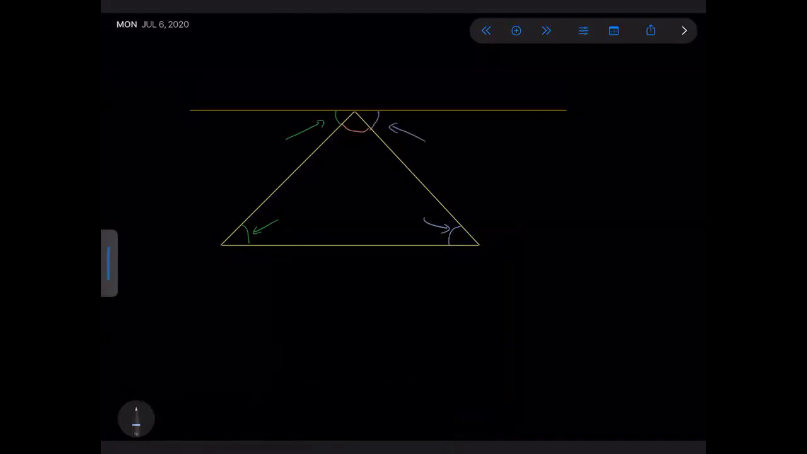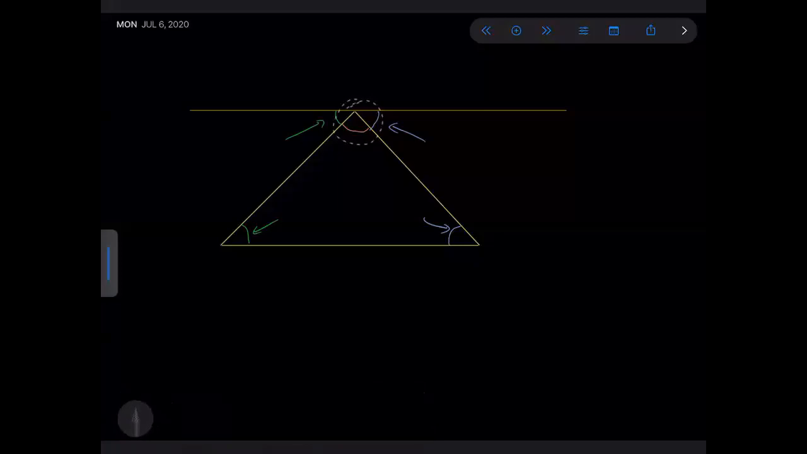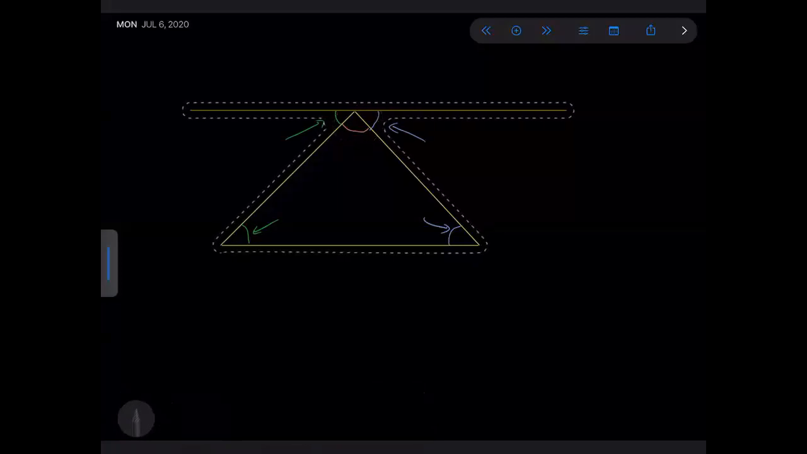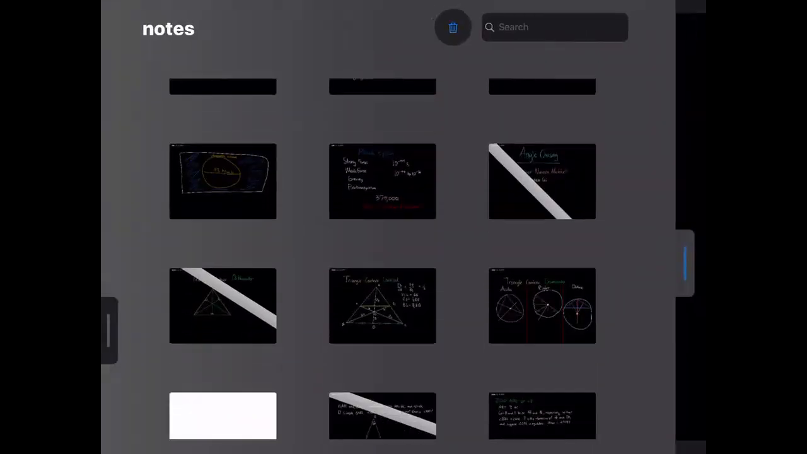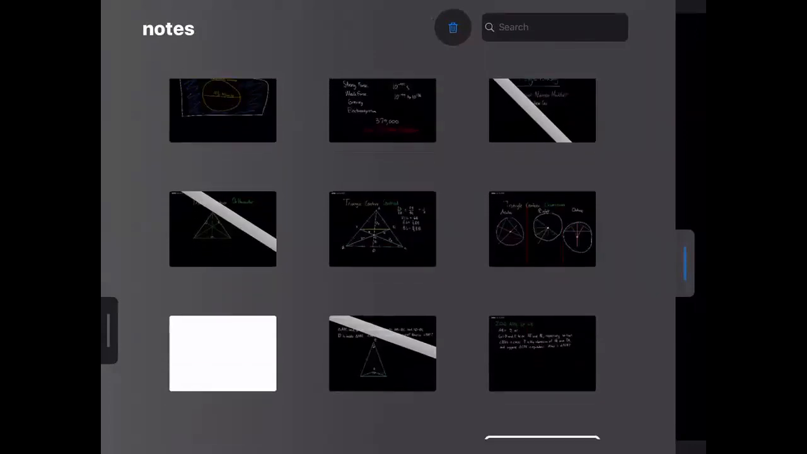And we're looking for the sum of the three angles. So green plus red plus blue is equal to 180. So that's just a quick proof. Going back to our regularly scheduled programming.